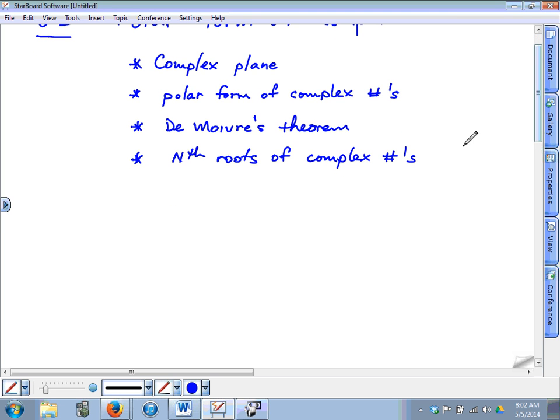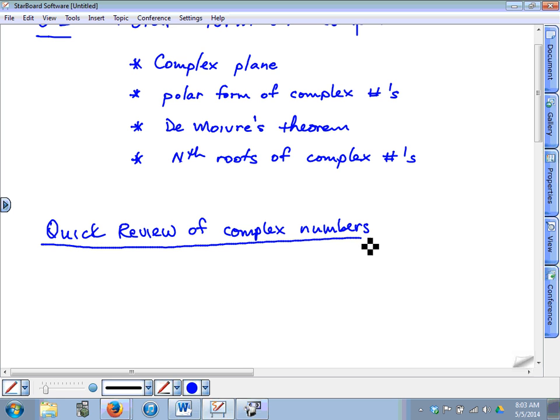So here we go. Let's do a quick review of complex numbers. You know quite a bit about these. Matter of fact, I bet some of you could even tell me what a complex number is. What the heck's a complex number?